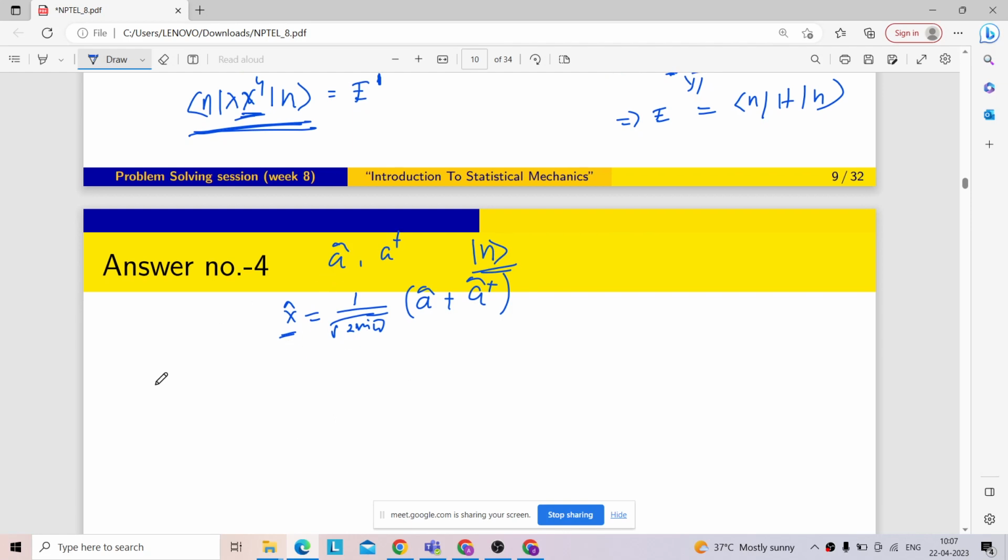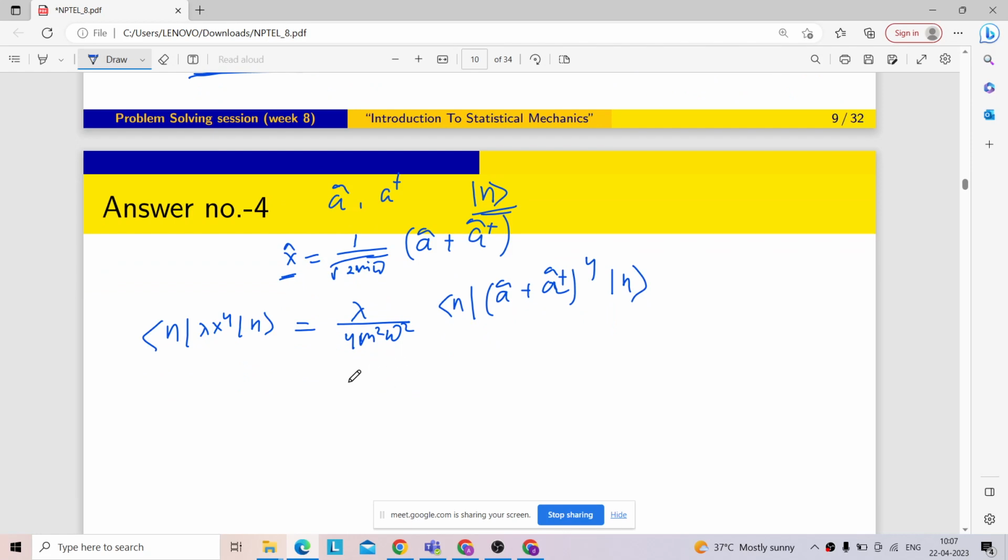Now I'll operate this lambda x to the power 4 on, let me put this value here. Lambda is a constant, I can take it out, and this 2m omega is also a constant, so it will also go out. So lambda will become over 4 m square omega square. Now I have <n|(a plus a dagger) to the power 4|n>. Right, now I need to solve this.